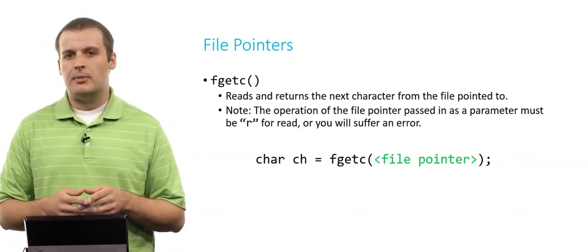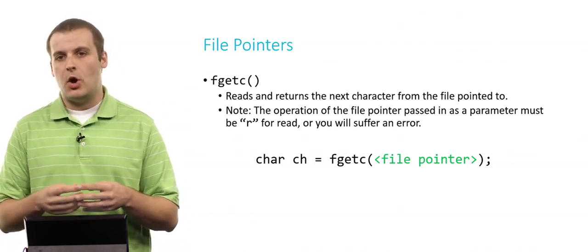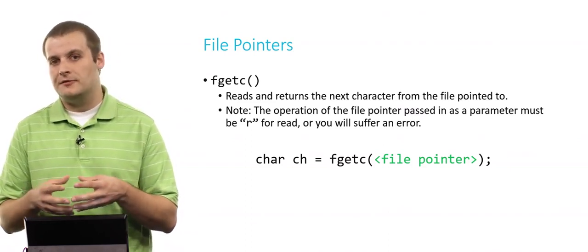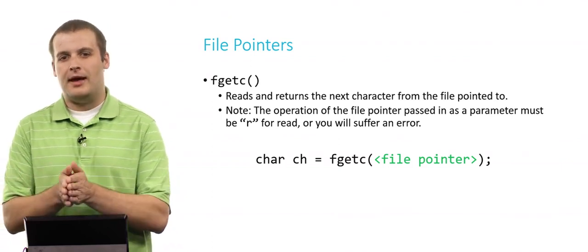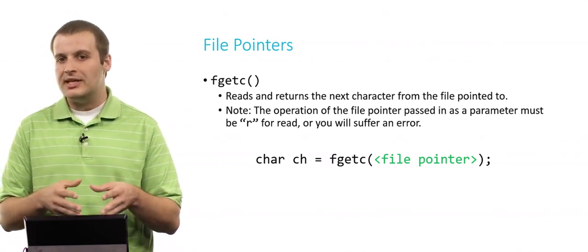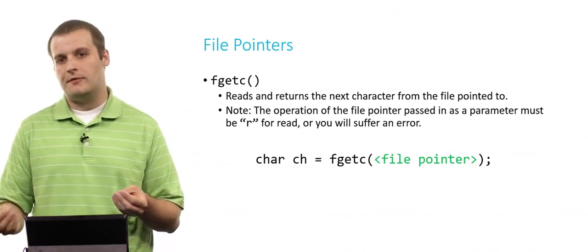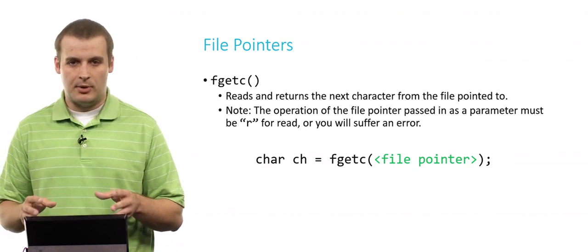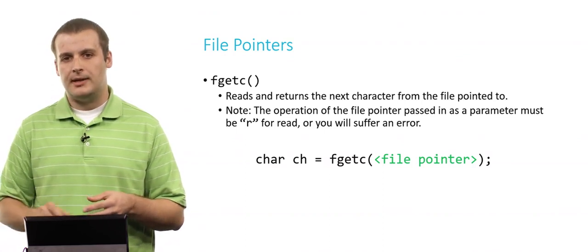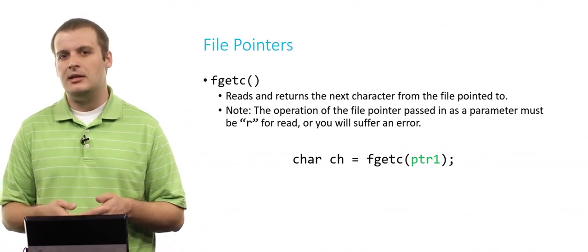Again, it's very important to remember that in order to have this operation succeed, the file pointer itself must have been opened for reading. We can't read a character from a file pointer that we opened for writing. So that's one of the limitations of fopen, right? We have to restrict ourselves to only performing one operation with one file pointer. If we wanted to read and write from the same file, we would have to open two separate file pointers to the same file, one for reading, one for writing. The only reason I bring that up now is because if we're going to make a call to fgetc, that file pointer must have been opened for reading. And then all we need to do is pass in the name of the file pointer. So char ch equals fgetc ptr1.